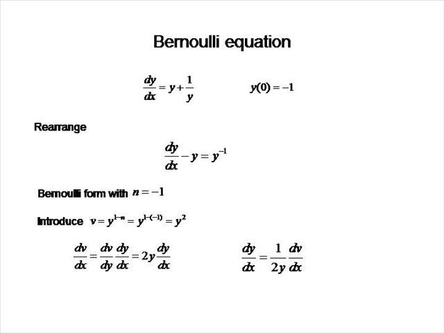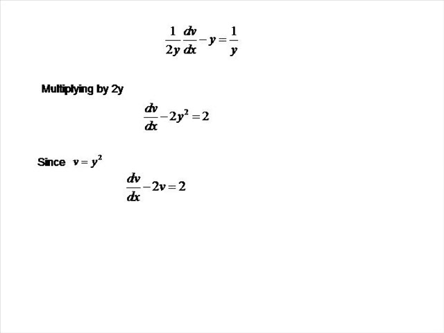We now take this expression for dy by dx, put it into our differential equation for y, and we can see that we obtain 1 over 2y times dv by dx minus y is equal to 1 over y. Now we rearrange this equation by multiplying through both sides by 2y to see that dv by dx minus 2y squared is equal to 2. Now let's remember that y squared was what we defined to be v. So let's replace the y squared by v to get dv by dx minus 2v is equal to 2.